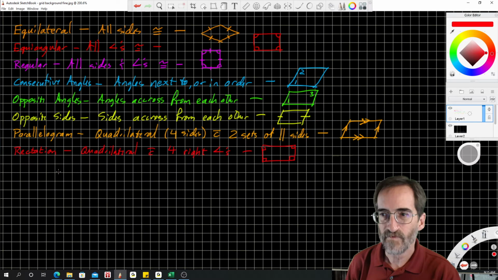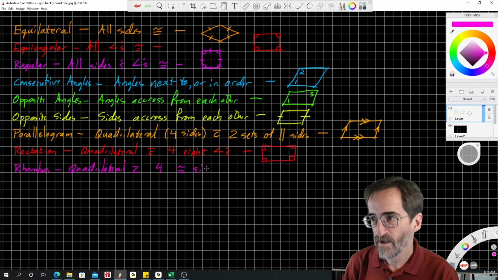Okay, rhombus. Definition of rhombus. It's a quadrilateral. That means it has 4 sides with 4 congruent sides. So you could also say it is an equilateral quadrilateral. Hence our inclusion of it as our example for equilateral as well. All 4 sides are congruent. Rhombus. Square.